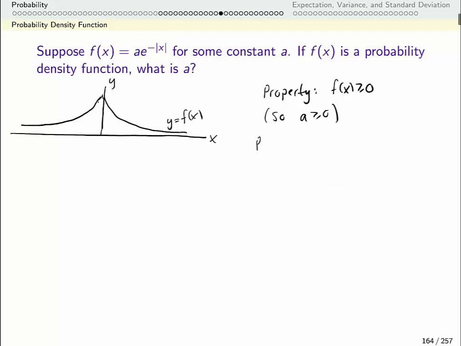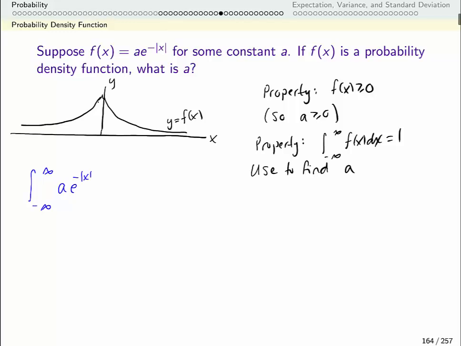The other property that we learned of a probability density function is that the area under the curve over the entire real line needs to be 1. So that's how we're going to be able to solve for a. What we need to do now is find the area underneath this curve. We can do that with an integral. Remember the definition of an absolute value. If x is positive, that absolute value doesn't change it. If x is negative, that absolute value changes the sign.